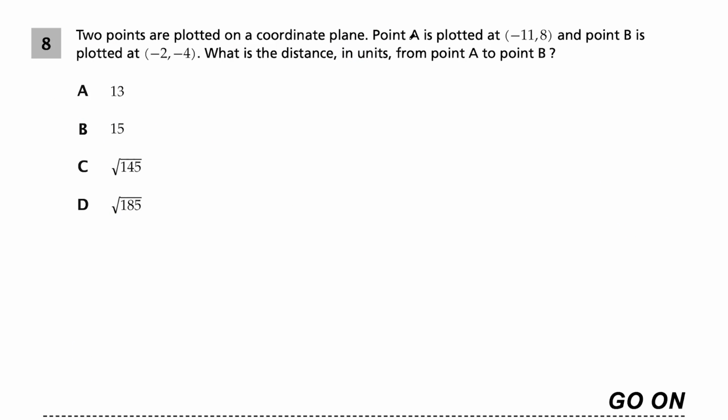So question 8, we have 2 points plotted. Point A is plotted at -11, 8, and point B is plotted at -2, -4. What is the distance in units from point A to point B? There's many ways we could do this question, but I would say having a visual understanding of what's going on will be very helpful.